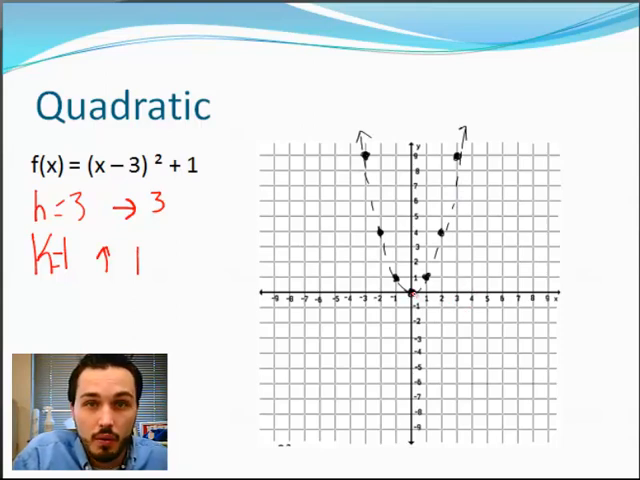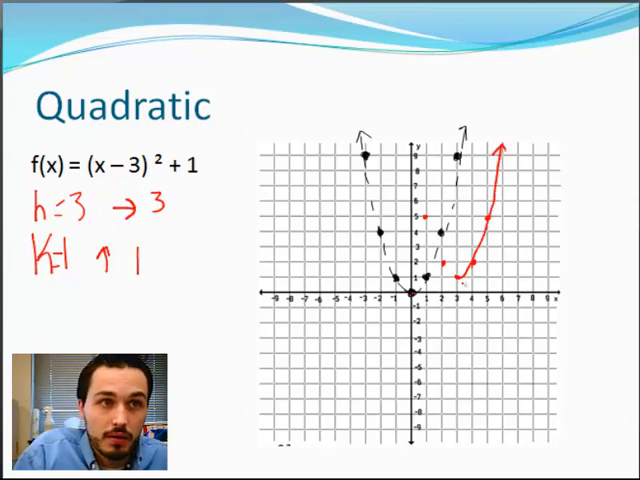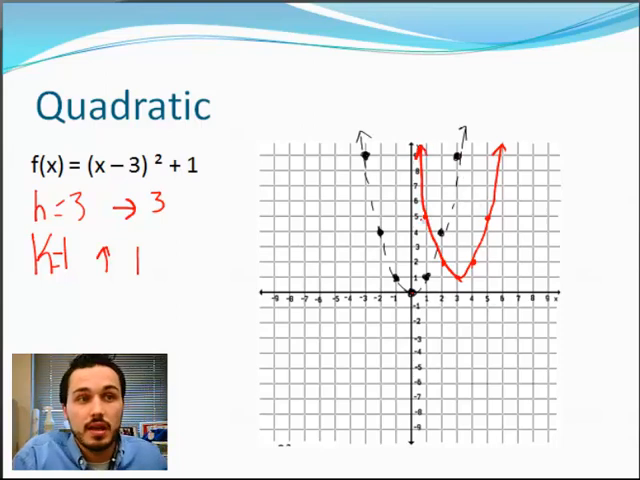So take any of these points here from the parent function, shift them right 3 and up 1. So I'll start with the origin point and go right 1, 2, 3, up 1. There's your first point. Go right 1, 2, 3, up 1. I'll just use those points there. And there's that side of it. There's the other side of it. And as you can see, I still have the same general shape, but it's been shifted right 3 spaces and up 1.